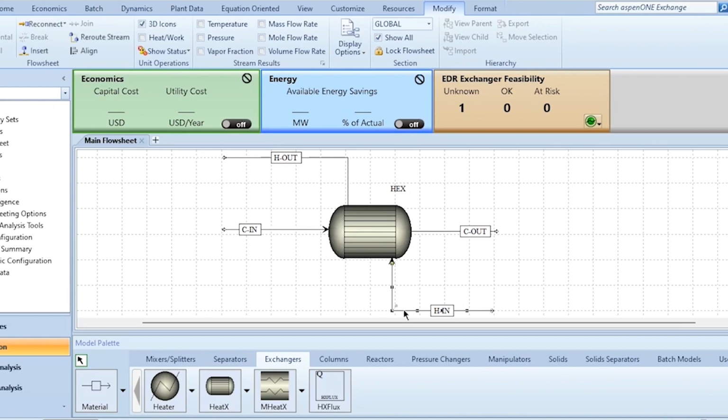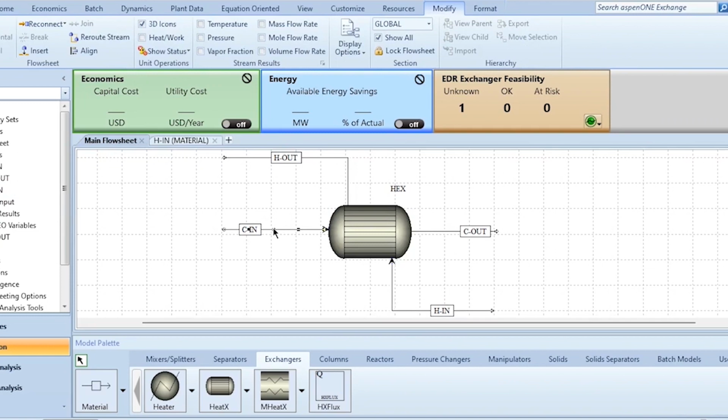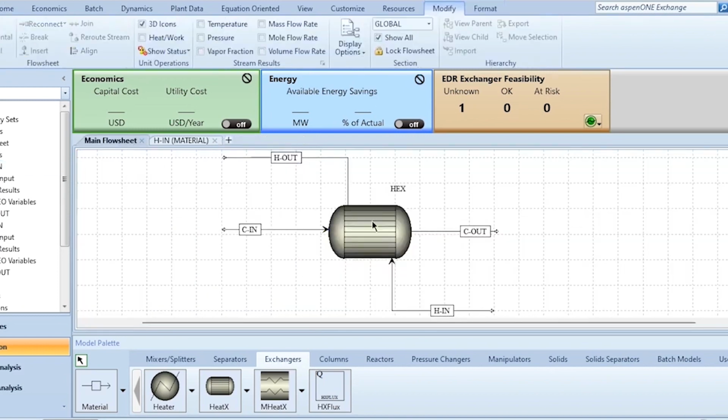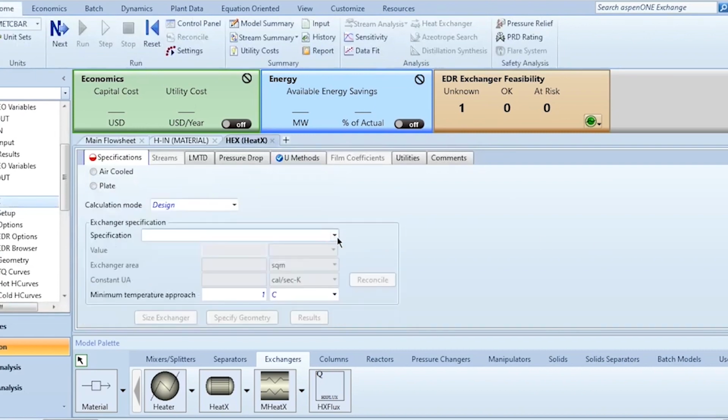We will first specify the hot inlet, and we have been given that the pressure is 5 bar, vapor fraction is 1, flow rate is 100 kg mole per hour, and the mole fraction for water is 1. And now for the cold inlet, we have been given 25 degrees centigrade, 5 bar, 200 kg mole per hour. Mole fraction for water here is 1. So we have been given water for both hot and cold sides. Now we will specify the heat exchanger specification, and we have been given a cold water outlet temperature of 35 degrees centigrade.